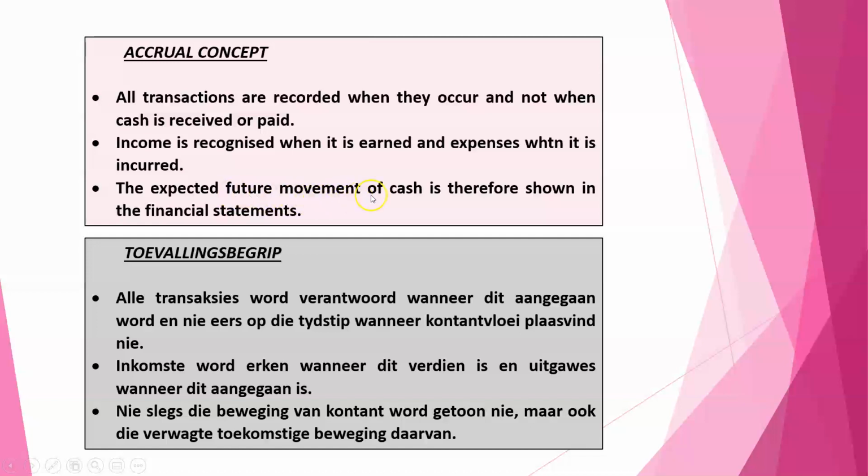So the expected future movement of cash is therefore shown in the financial statements. The expected future movement of cash is the amount that the debtor is going to repay me on the tables and chairs that he's purchased from me. The future movement of cash with the internet expenses is when I'm going to pay my internet and Wi-Fi account on the 5th of March.